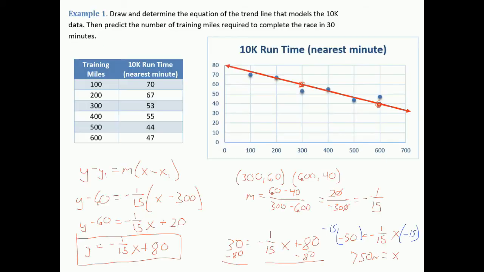So let me just point this out to you. If we wanted to determine if you did 350 miles of training, what would your time probably be? That's within our data points. Our data points go from 100 miles of training up to 600 miles of training. So interpolation would be trying to predict something within here. Extrapolation is trying to determine something outside these data points, which is what we did here.